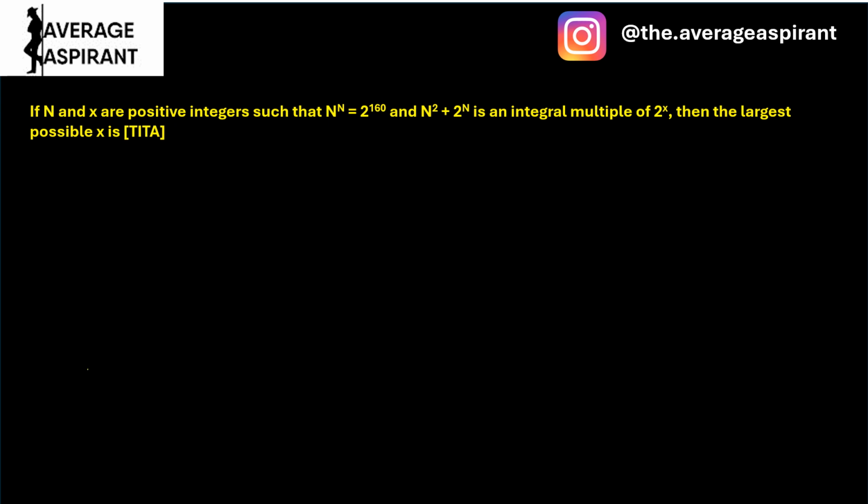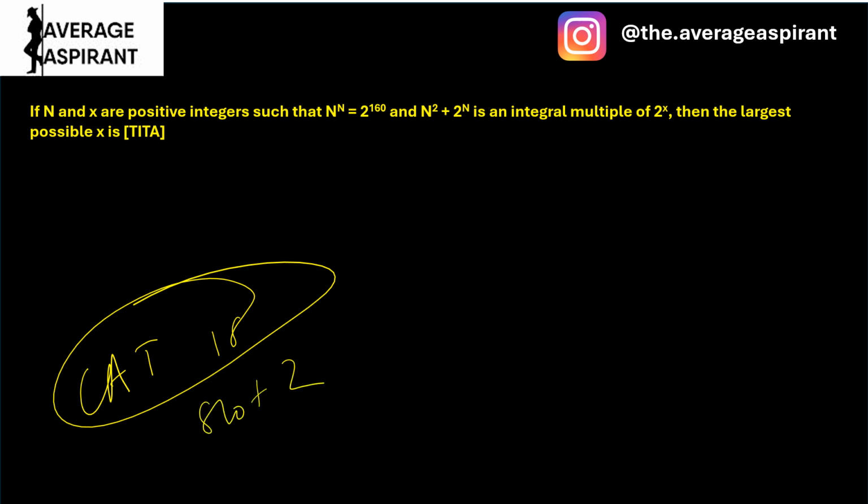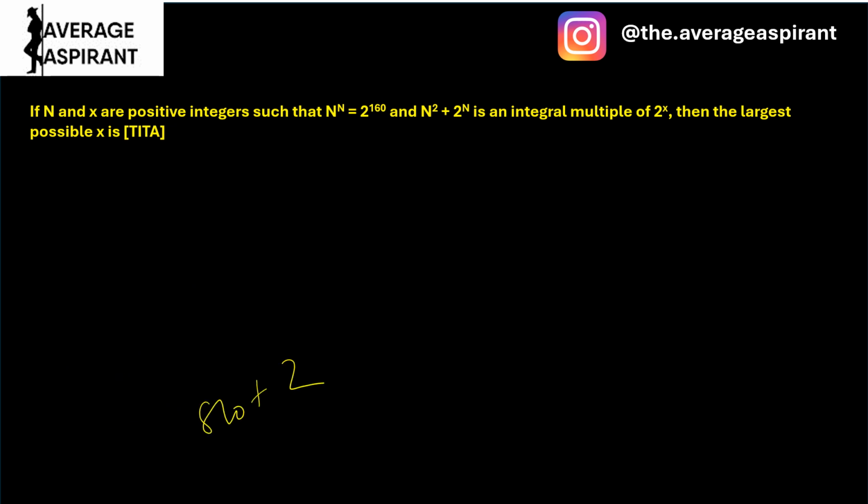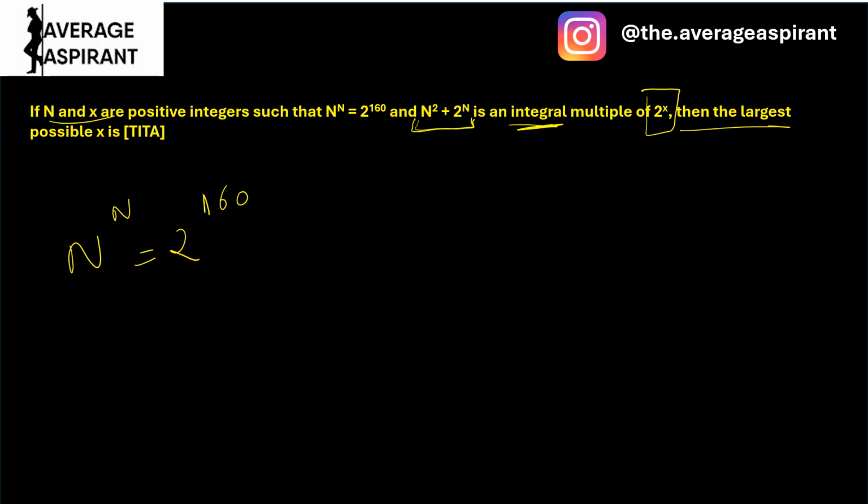Let's have a look at this question. This question is from CAT 2018, I think slot 2. And this question says: if n and x are positive integers such that n raised to the power n is equal to 2 raised to the power 160, and n square plus 2n is an integral multiple of 2 raised to the power x, then the largest possible x is what?